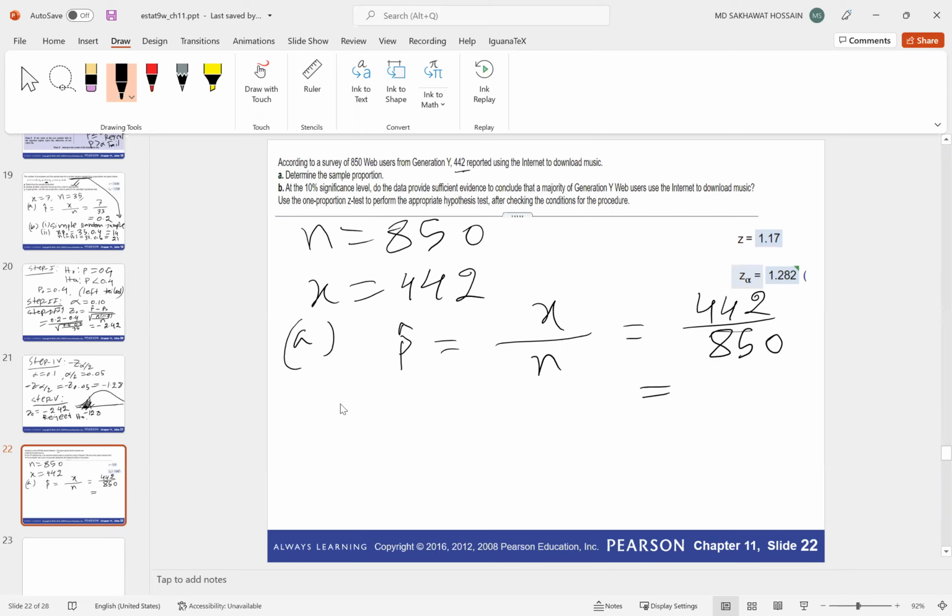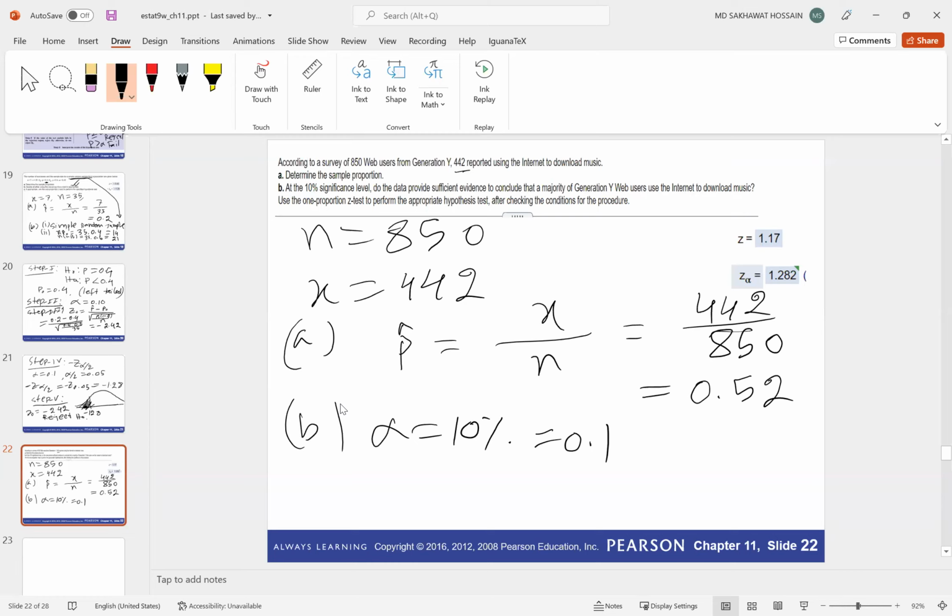If you simplify this, it is 442 divided by 850, which will be 0.52. So this is the proportion. Part B, at the 10% level of significance. So alpha is 10%, 0.1.